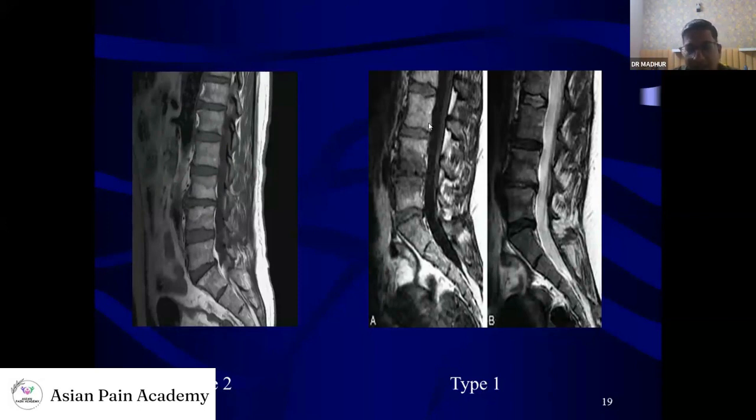Here we can see on T1 weighted images, irregularity of the end plate, reduced disc height with hypointense signal on T1 weighted images and hyperintense signal on T2 weighted images, suggestive of edematous changes, type 1 Modic changes.